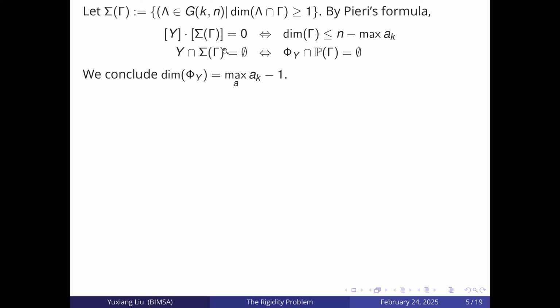On the other hand, we know that the intersection of Y with sigma is empty if and only if the variety phi(Y) does not meet the linear space gamma. Recall that this phi is a variety swept out by the projective linear spaces parameterized by Y. These two conditions combine together to get that the dimension of phi equals the maximum of a_k minus 1.